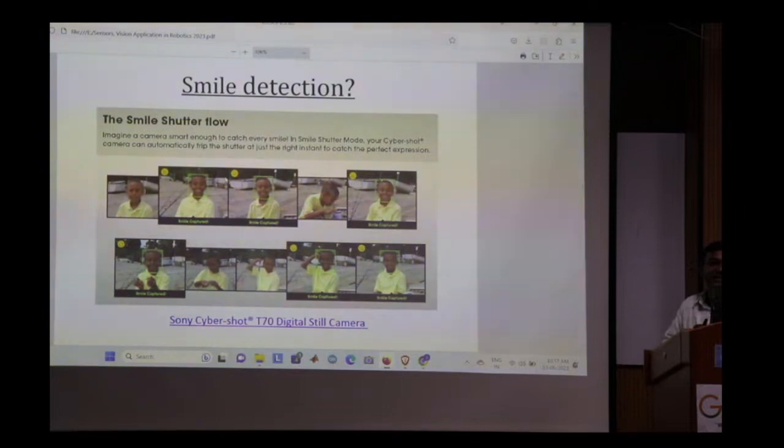Then we have got this one. This is smile detection. Most of the cameras now have smile detection. You don't have to press the shutter button. Whenever there is a smile, it will automatically take the picture. Sometimes you get a message, eyes closed, blink eyes. When you take a picture, a person may close his eyes. So the camera will take care of that. If the person closes the eye, it will wait for the person to open the eye again. So that is also a technology.